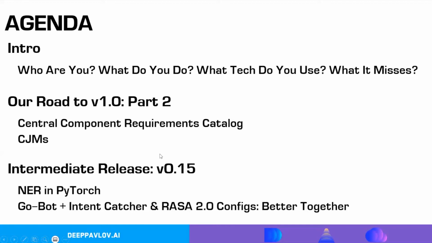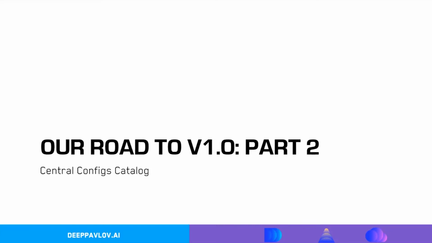So what we're going to talk about today is a couple of things. First is what's happening with our road to version 1.0 of the DeepPavlov library. And secondly, we'll talk about our next intermediate release, version 0.15. Okay, so let's move ahead and take a look at what's happening with our version 1.0 planning.